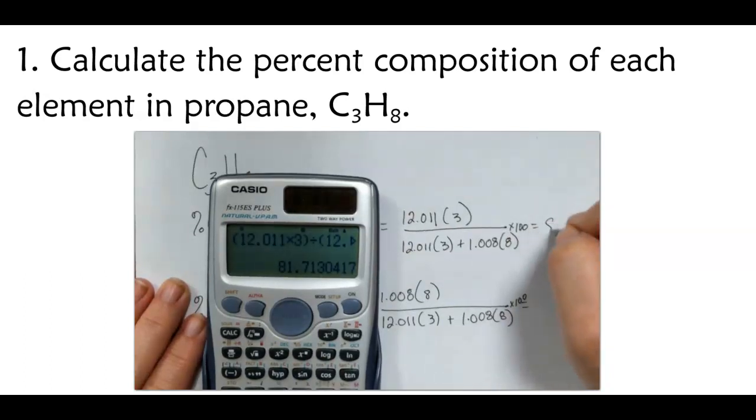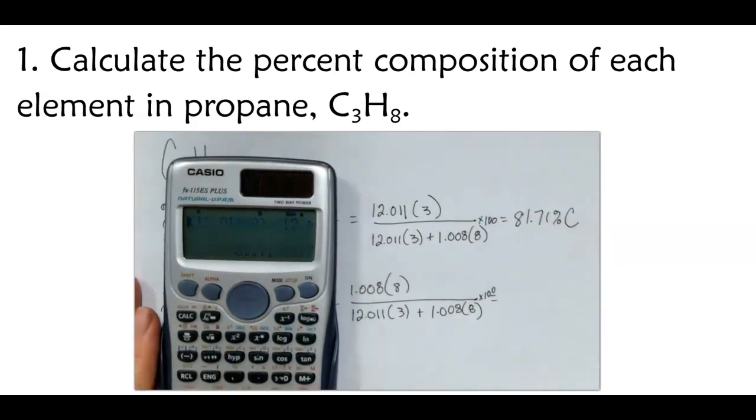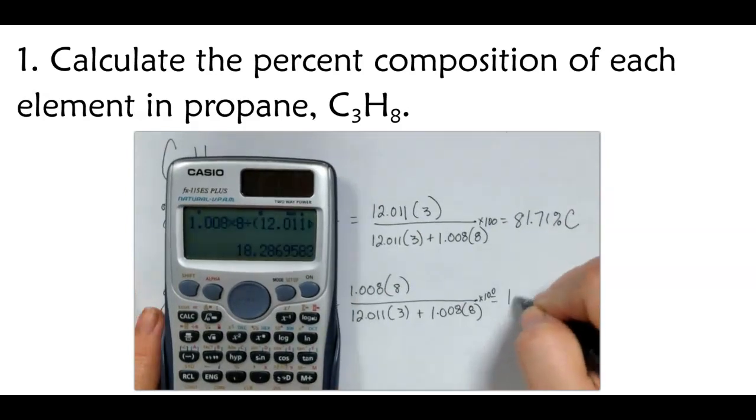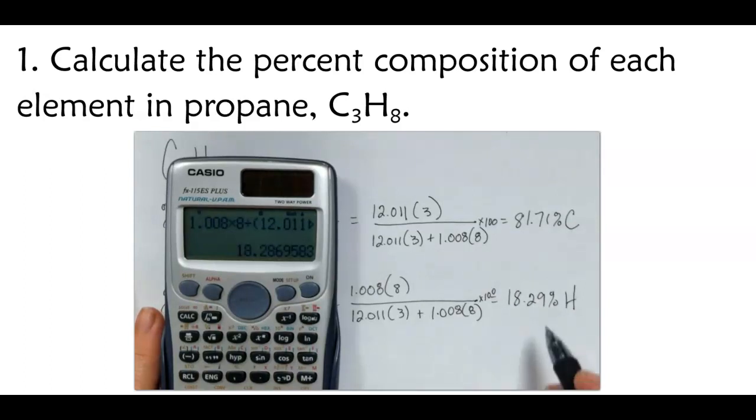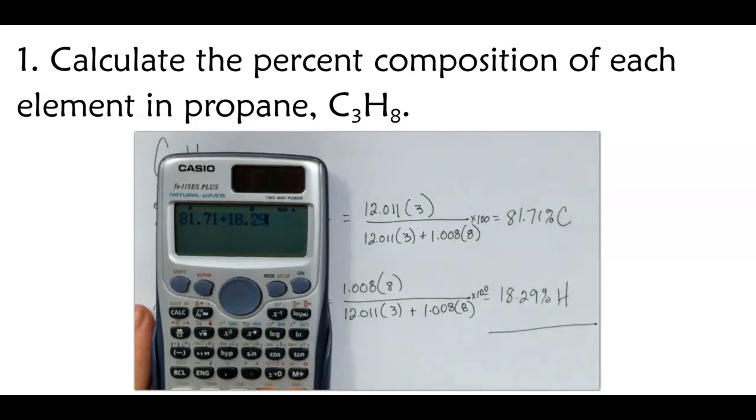So this has 81.71% carbon. And then this one down here is 18.29% hydrogen. And the percentages in the entire compound should add up to equal 100. So 81.71 plus 18.29 does indeed equal 100%.